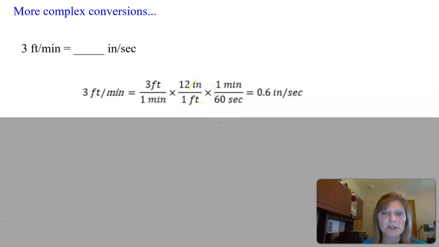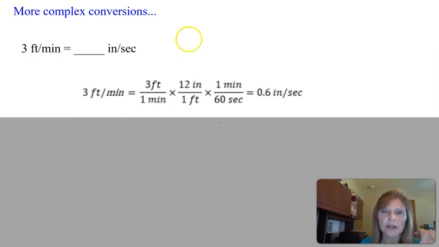We're going to be left with inches, but it's still over minutes, and I want seconds. So I say, well, minutes and seconds. Oh yeah, there's 1 minute for every 60 seconds. Now notice the minutes went on top here because I want to cancel it with the minutes that was originally in the denominator, in the bottom part.